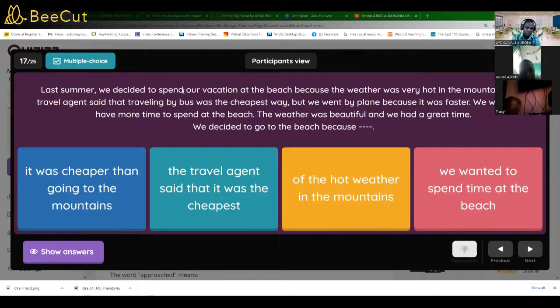Last summer, we decided to spend our vacation at the beach because the weather was very hot in the mountains. The travel agent said that traveling by bus was the cheapest way, but we went by plane because it was faster. We wanted to have more time to spend at the beach. The weather was beautiful and we had a great time. We decided to go to the beach because of that. Pick your answer, Ejiro.